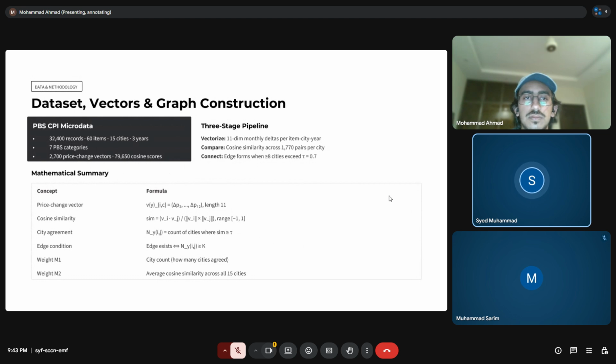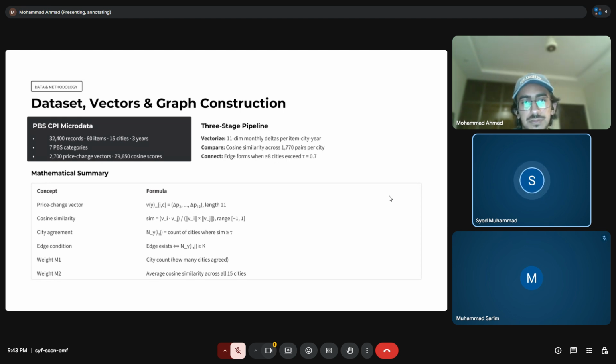Okay, let's move on to the data and the methodology that makes this possible. We utilized the PBS CPI microdata, which gave us a foundation of 32,400 records covering these 60 items across 15 cities over a 3-year period of March 2023 to March 2025. These items fall into 7 standard categories, and from this data we generated 2,700 price change vectors and computed nearly 80,000 cosine similarity scores. Our data pipeline operates in 3 distinct stages.